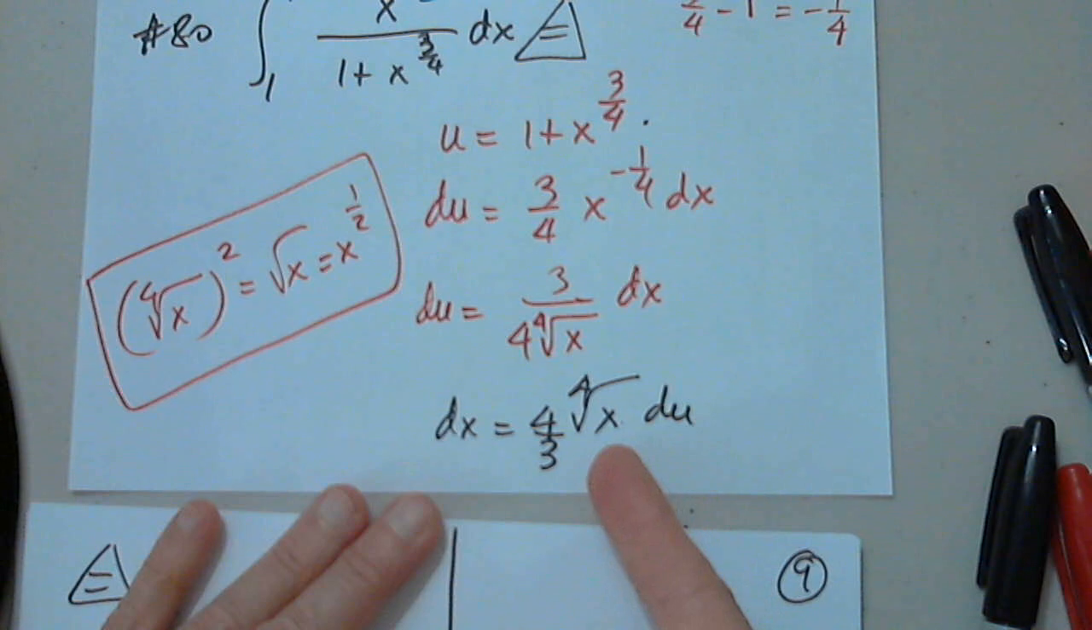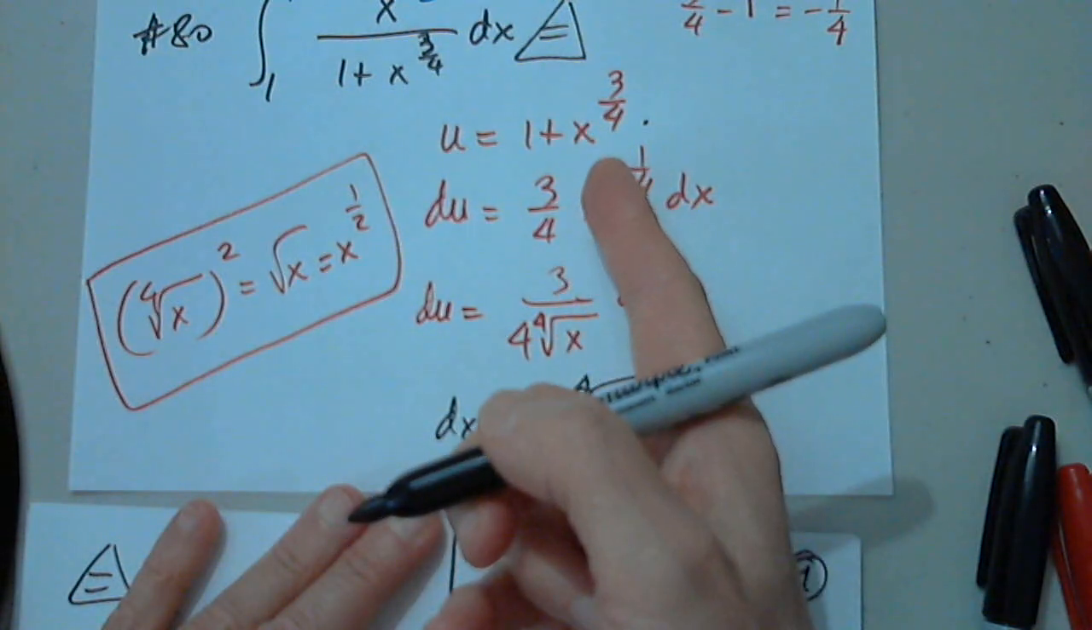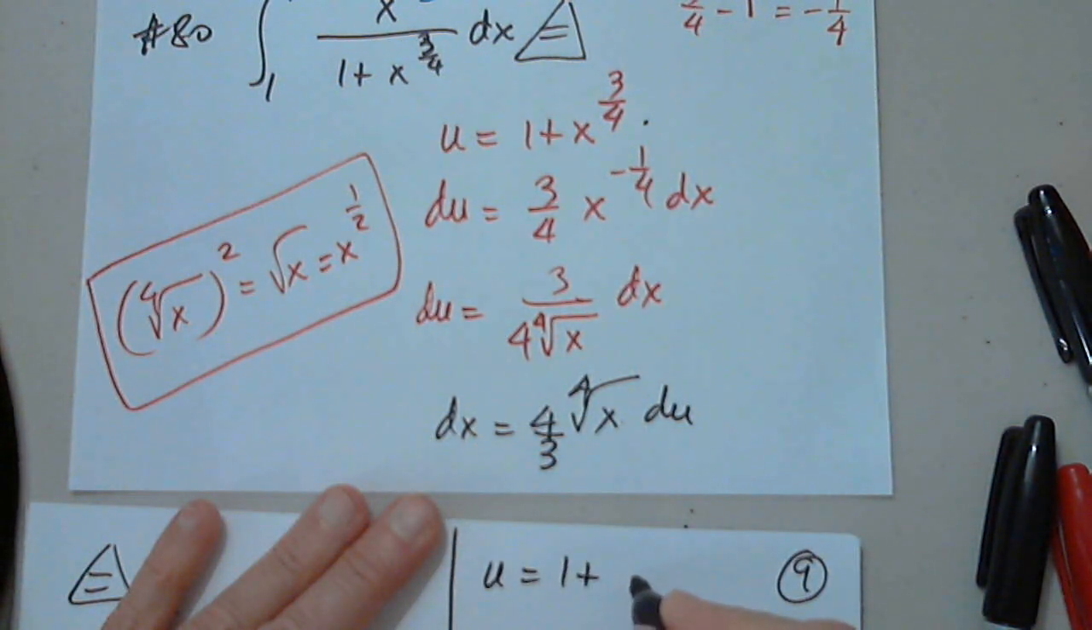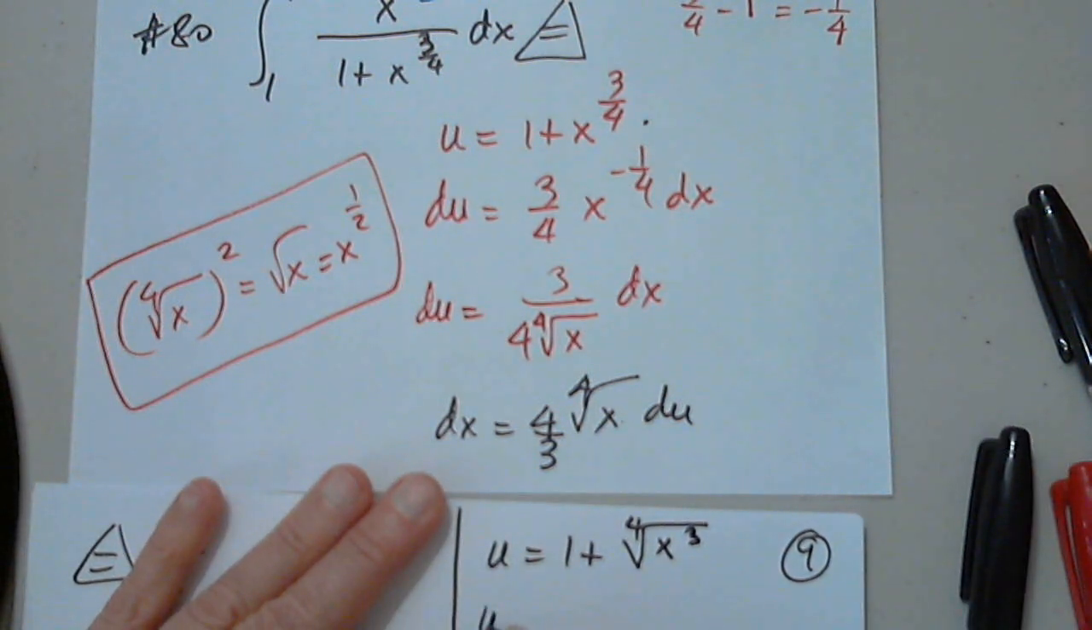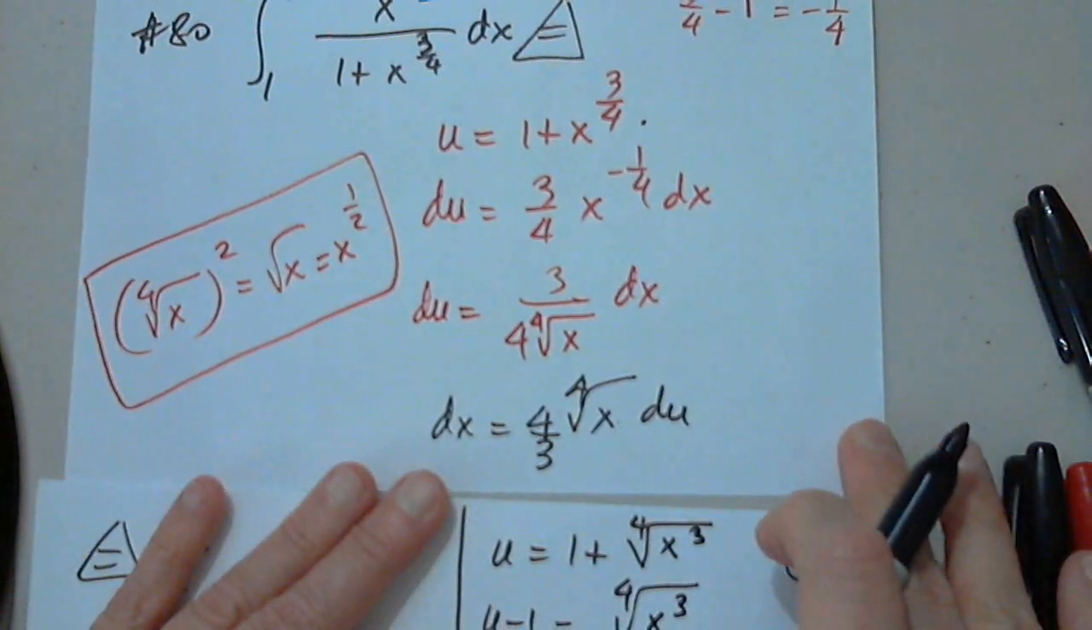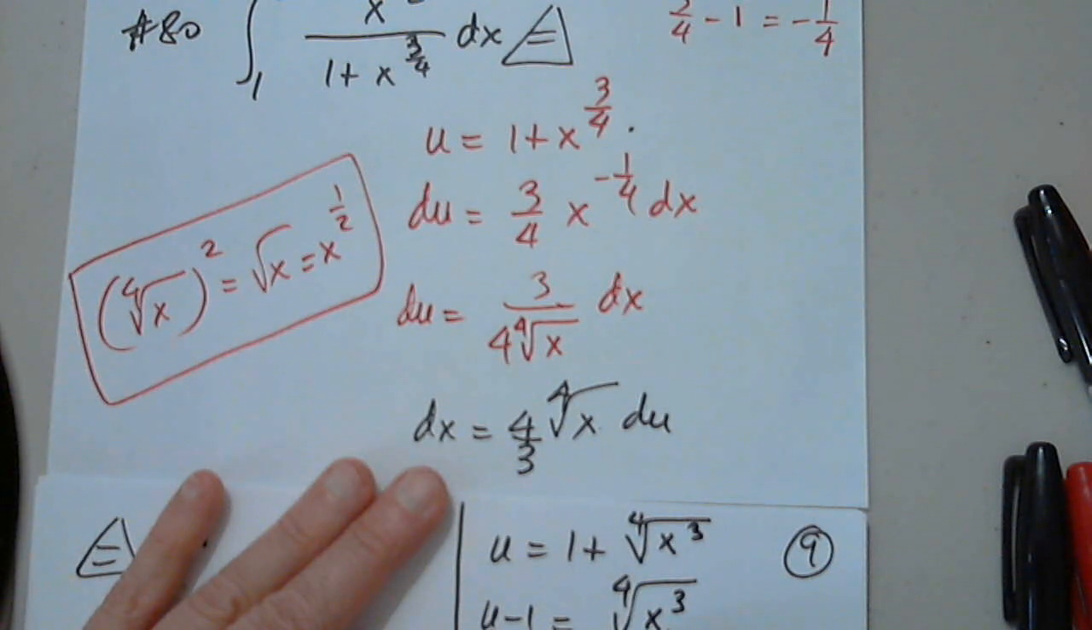So u equals 1 plus the fourth root of x to the third. So u minus 1 equals the fourth root of x to the third. Fine. This is the same with u minus 1 equals the fourth root of x to the third. So that's the same thing.